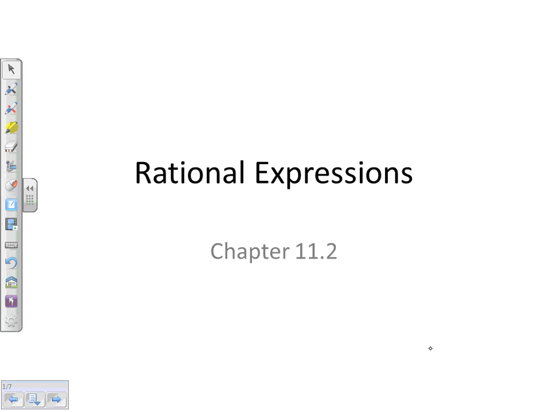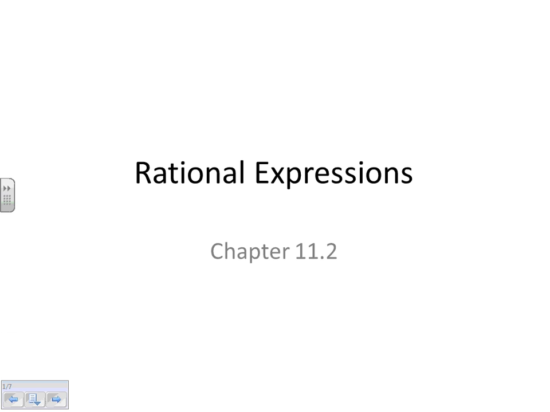Okay, guys, we are going to start our last section together in algebra, and this is going to be chapter 11, rational expressions.